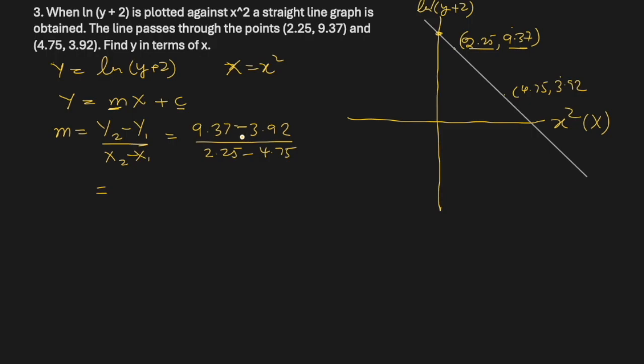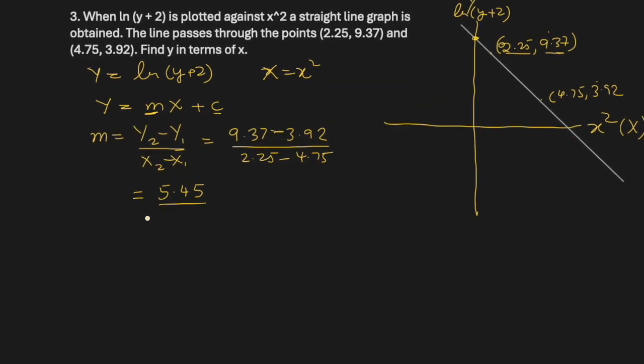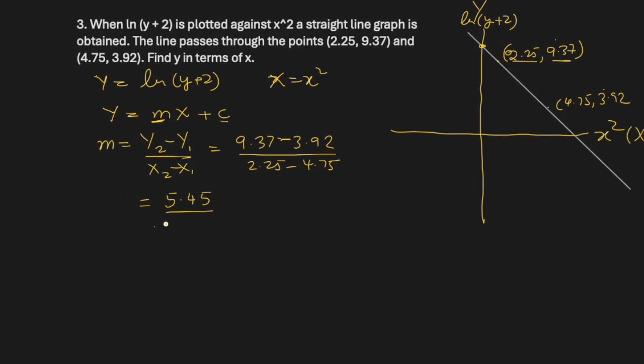I'm trying this mentally. So 37 plus 8, 45, and it will be 5.45. Then we have this one minus 2.5, which comes out to be equal to negative 2.18. So we got our gradient.